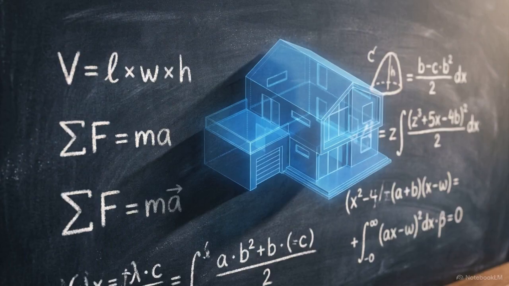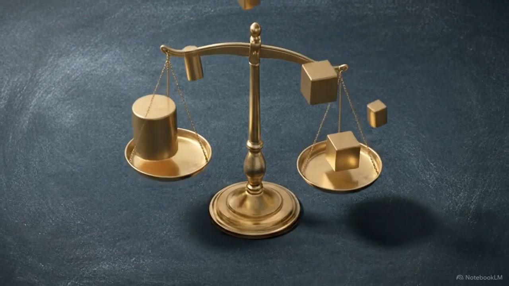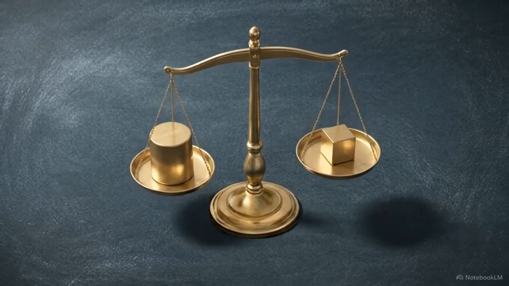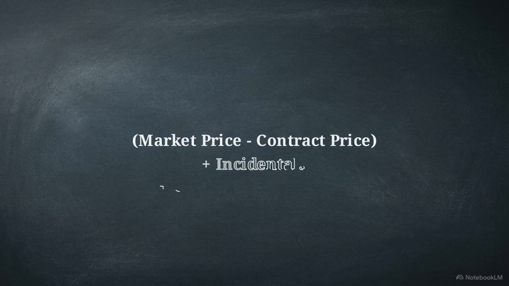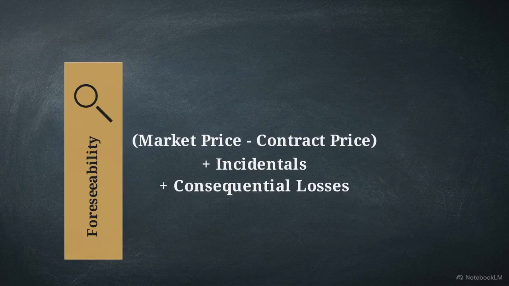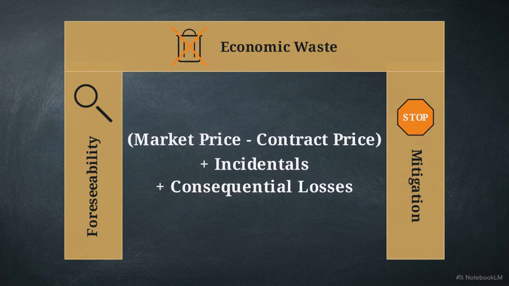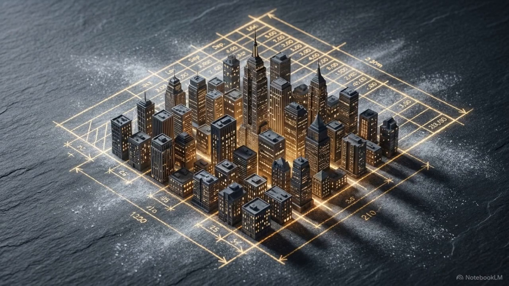Contract remedies exist at the tense intersection of mathematical precision and economic reality. The standard measure calculates the immediate price difference. Incidental and consequential damages catch the cascading financial fallout. It is the legal caps, foreseeability, mitigation, and economic waste that act as the ultimate guardrails, ensuring these equations deliver restorative justice rather than a punitive windfall. By mastering these formulas and understanding their boundaries, you can accurately map the financial architecture of any broken promise.